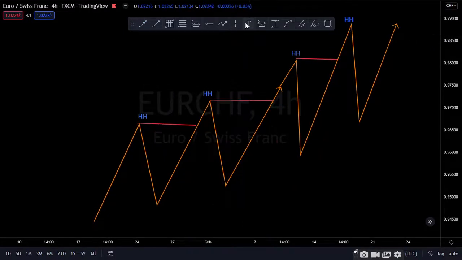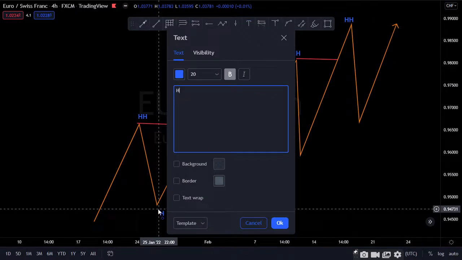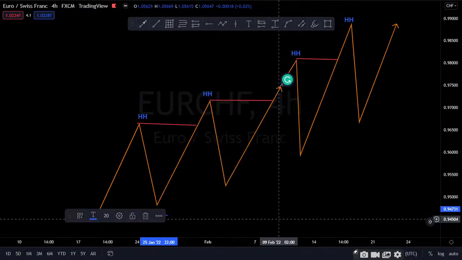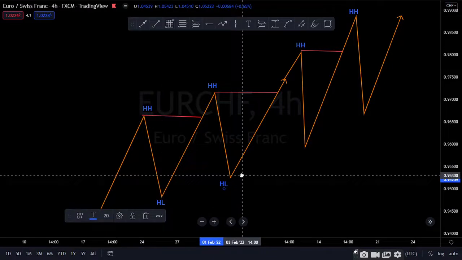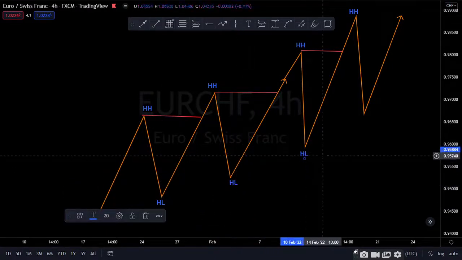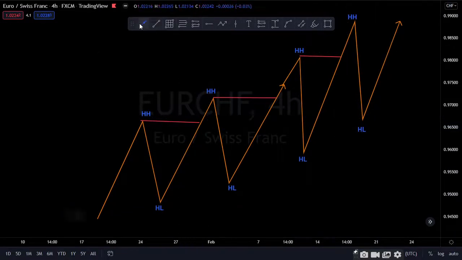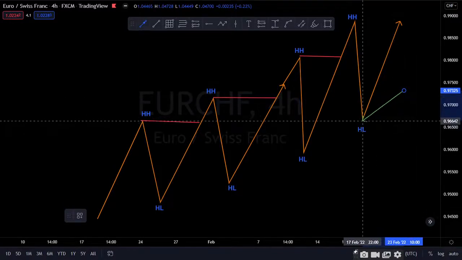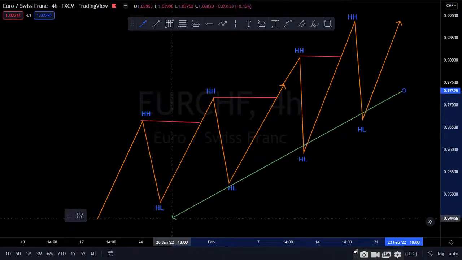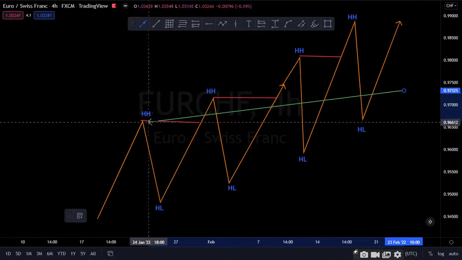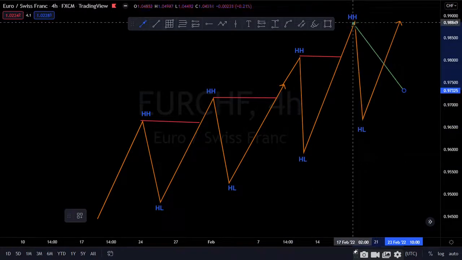Now, let's go here. We call these areas higher lows. This is a higher low, and then a higher low. Why? It's obvious, because this low is higher than this low, and this low is higher than this low. So in bullish market structure, we form higher high, higher low, higher high, higher low, higher high, and then higher low.